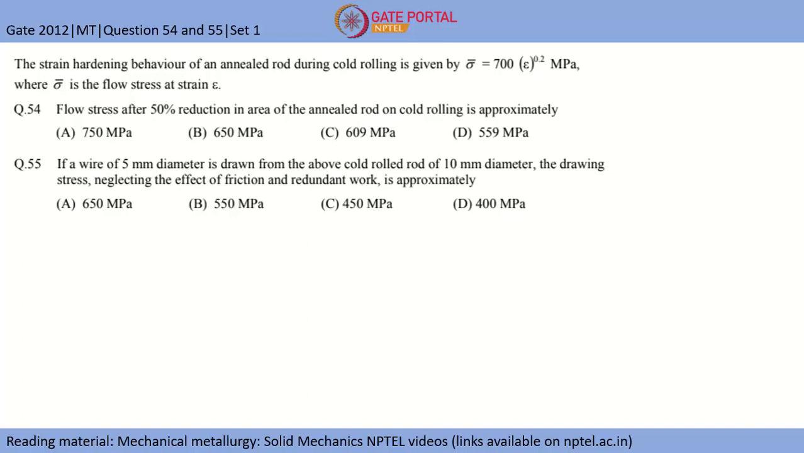Here the strain hardening behavior function is given for a cold rolled annealed rod, and you need to find the flow stress after 50% reduction in area. I will give you one hint: first find the true strain in the material when it is reduced to 50% of area. If you find that, you just need to put it in the equation and you will get the answer. Just try to attempt this. After that we will go through the complete solution.